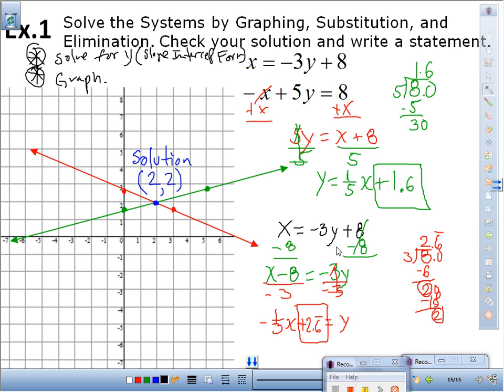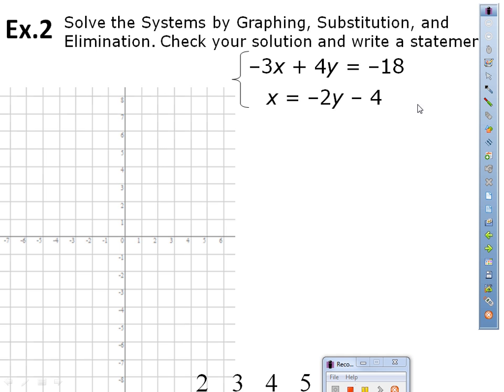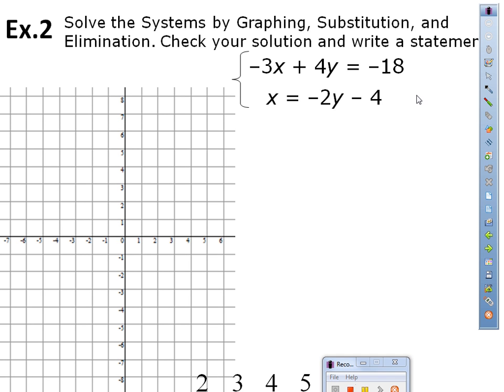Copy this one in the back. Example 2: negative 3x plus 4y equals negative 18, and x equals negative 2y minus 4. Do that one by yourself. Enjoy your problem. I'll be walking around.